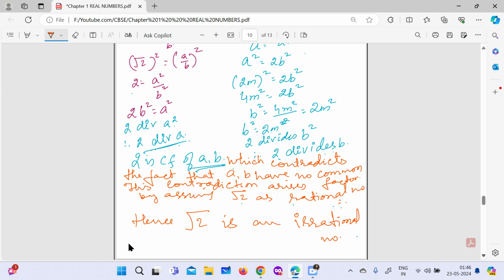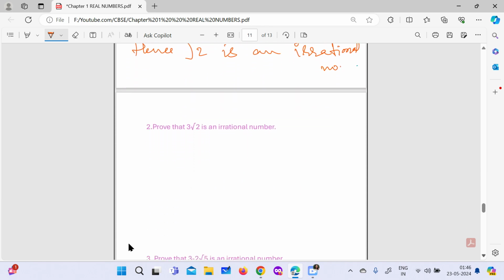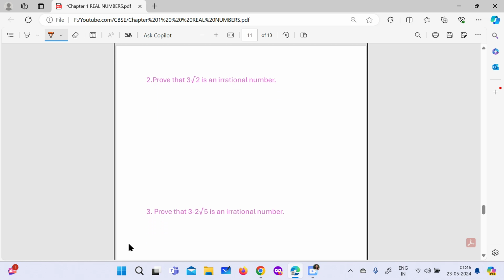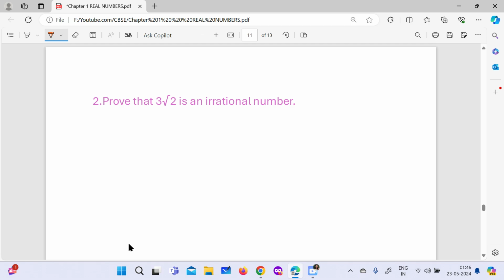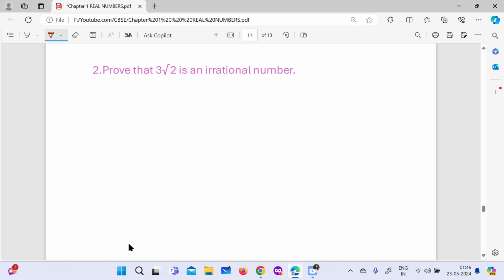We will see a few more questions on this. So your next question, you can get in an exam, is prove that root 3 is an irrational number, prove that root 5 is an irrational number, root 7 is an irrational number. You need to practice, and everything will have the same concept. Assume them to be a rational number, and then show that they have some common factor among them, and then you can say this is contradictory, and then hence it is an irrational number.